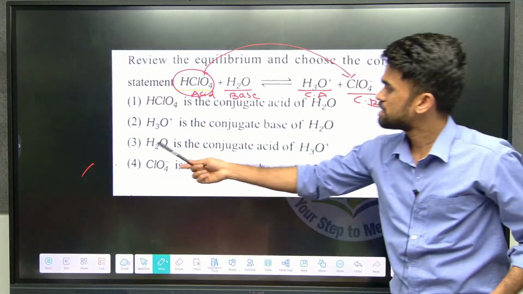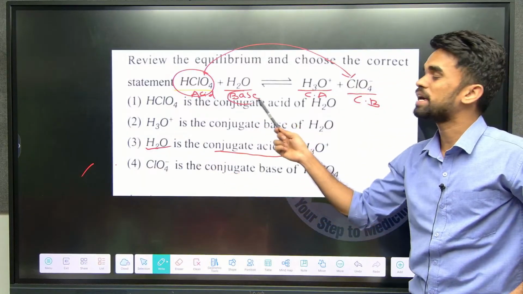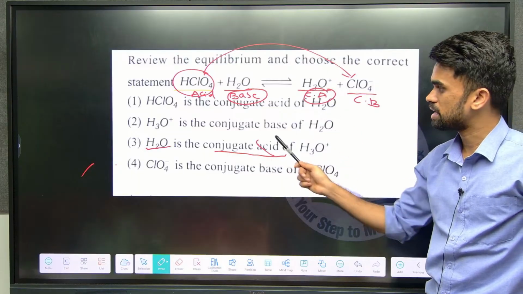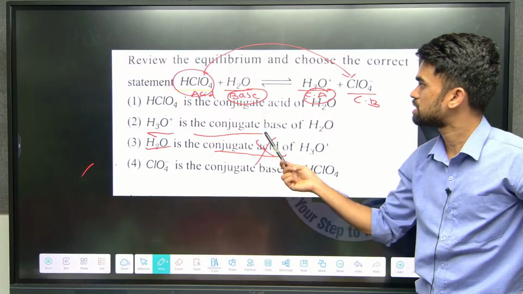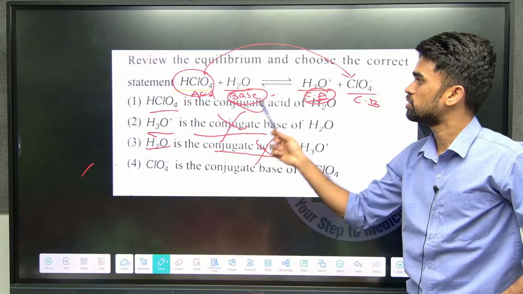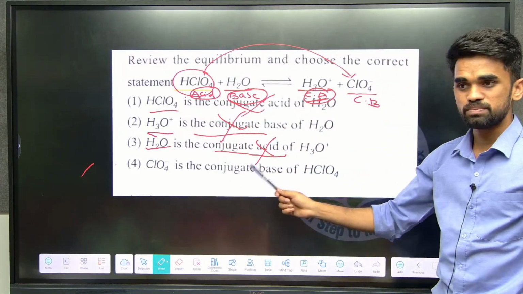See what they are saying: H2 is a conjugate acid, they are saying. H2 is a base forming a conjugate acid. So this is incorrect. Next, go with this: H2 is a conjugate base. No. So they are saying conjugate base. HClO4 is a conjugate acid. No, it is a normal acid. Okay, but only this one is perfect.